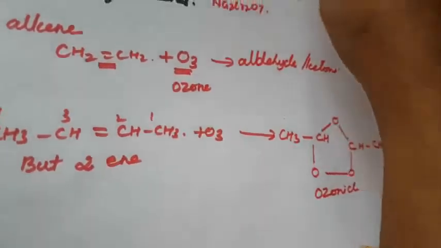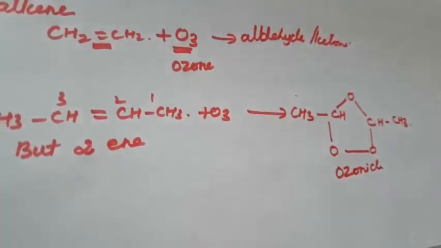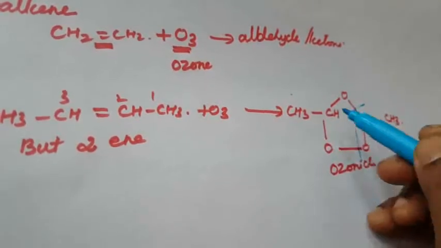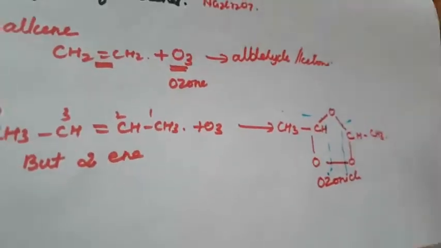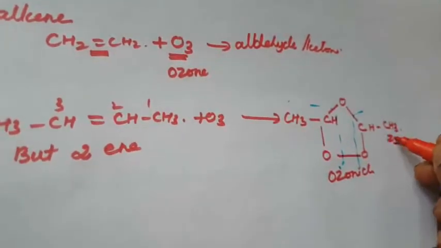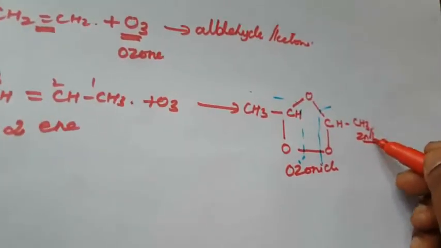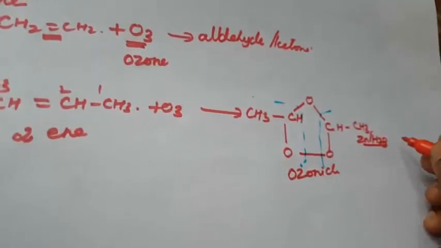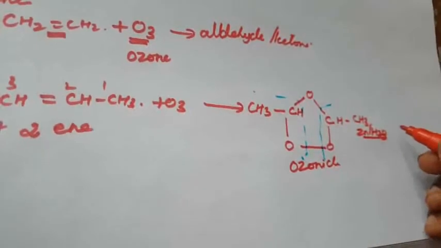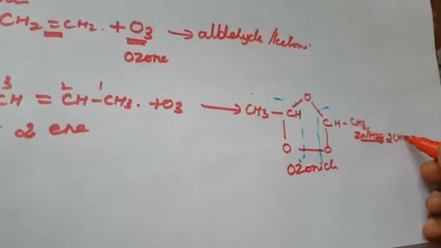After that, it will break down. How will this compound break? Using hydrolysis with zinc and water molecule. How to break down this compound? Zn, H2O, water hydrolysis. So the remaining compound is CH3CHO. Here also CH3CHO. So that is 2 molecules of CH3CHO.